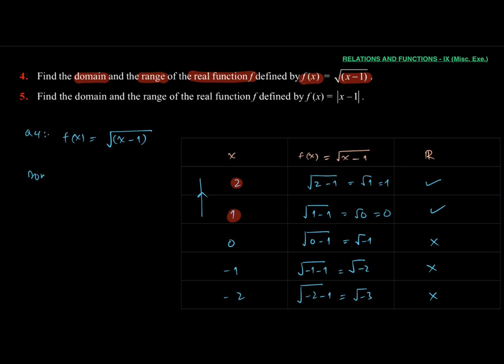Therefore, the domain of this function will be 1 to infinity with 1 included, but infinity, as we know, cannot be included. Now what about the range of this function? Here one can observe the range, which is the output, can be 0 or greater than 0. But below 0, we are having all values which are not real numbers. So the range of this function will be 0 to infinity with 0 included, and infinity, as we know, is not included.